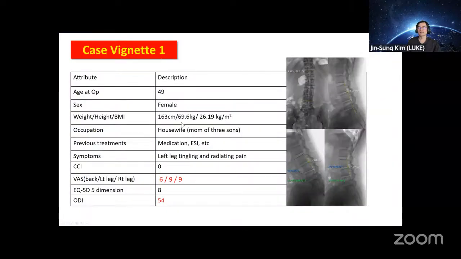Let's see the first case. A 49-year-old female with 3 sons. At the moment she complained of back dominant radiating pain, but she used to have right leg pain before. You can find the ODI, EQ5D, and the pain scores. Look at the back pain score 6, and leg pain. The ODI of 54 means very challenging daily activity, having 3 sons.